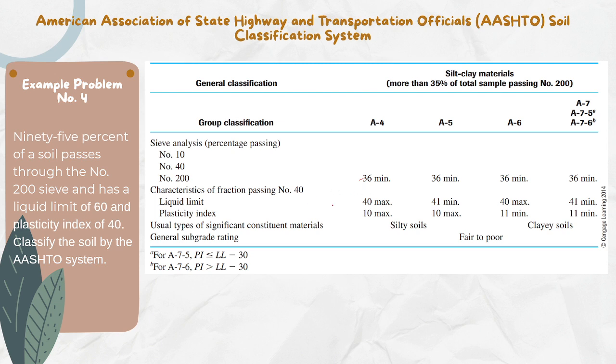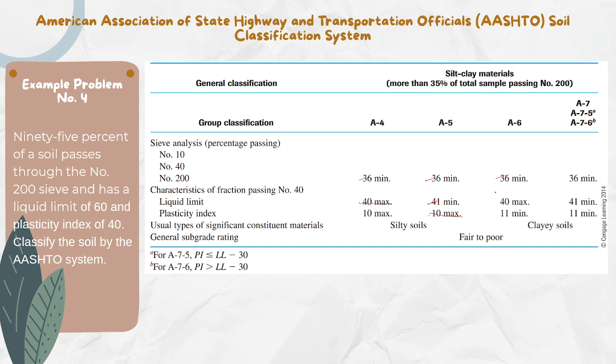Next we have to check the liquid limit, which is 60. So, our liquid limit is greater than the maximum. We'll move to the next column. 36, okay. And then, a minimum of 41 for the liquid limit. So, we have 60, okay. And then, next is the plasticity index. So, it does not meet the criteria for A-5 soils. We'll move to the next column.